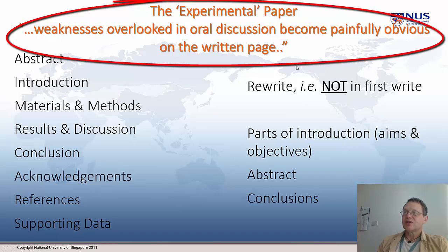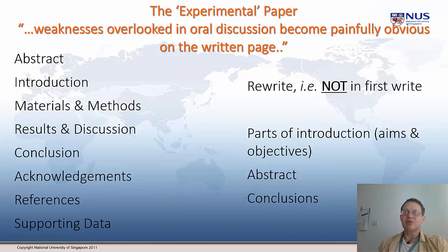I think this is a really good quote, such that I have it in my academic office across the top of my whiteboard. Weaknesses overlooked in oral discussion become painfully obvious on the written page. We're going to think about a standard, if there is such a thing, experimental paper where you're reporting results of work you've done. Certainly when we're with our research groups or with colleagues discussing results, it often gets quite easy because in a conversation you say, oh yes, well we know about that, and move on to the next thing.